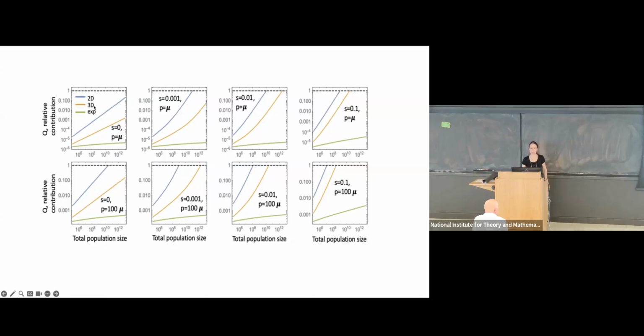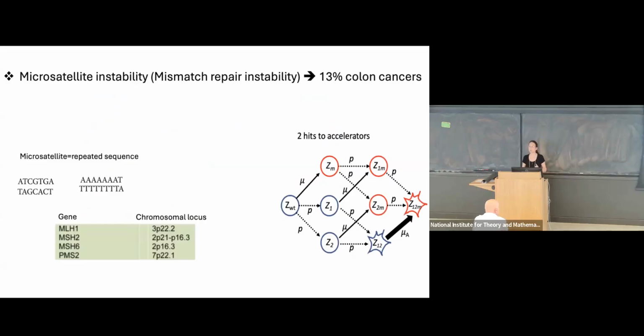Now you go to 2D and 3D, and you can see that depending on the parameters, you can have a pretty robust contribution of that mechanism. And this is only because this is a spatial colony. The laws of mutant accumulation are different. And this is what we can show by this theory, right? Except it's not that simple.